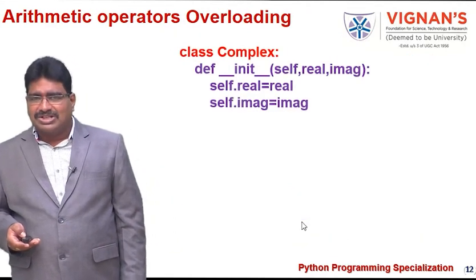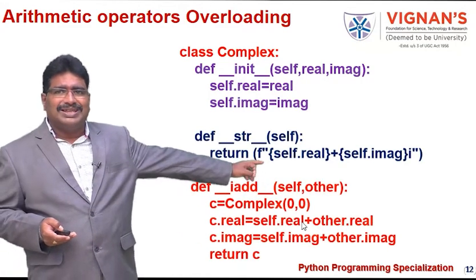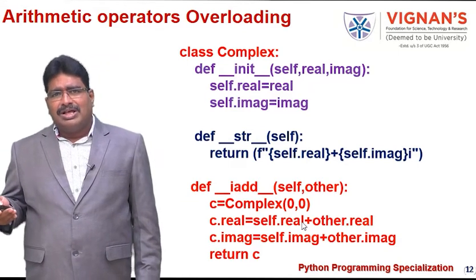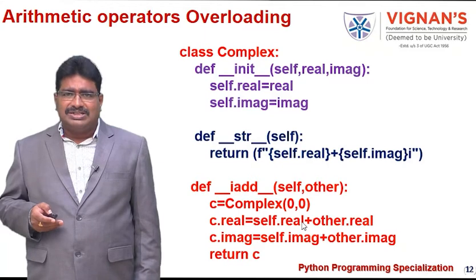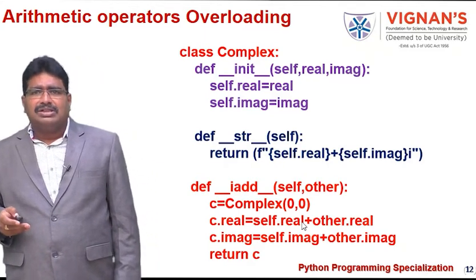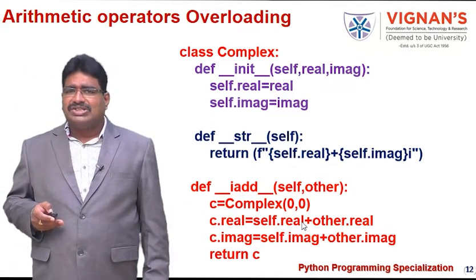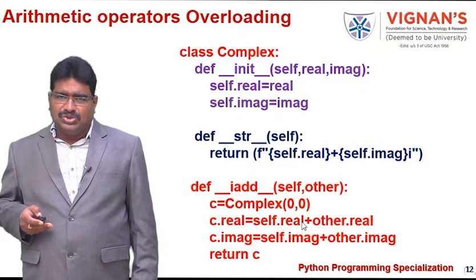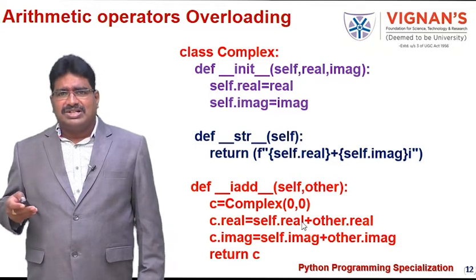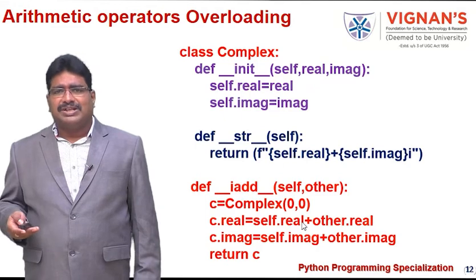Already we know the complex class and its constructor and the str function. Now we try to define the iadd of self comma other. Already we know that iadd is used to overload the plus equal to operator. For that reason we are using the iadd and we take the two parameters self comma other. Then here also we take C as a complex class object. Initially its real and imaginary values are 0. Next we take C dot real is equal to self dot real plus other dot real, and C dot imaginary is self dot imaginary plus other dot imaginary, and simply return C.